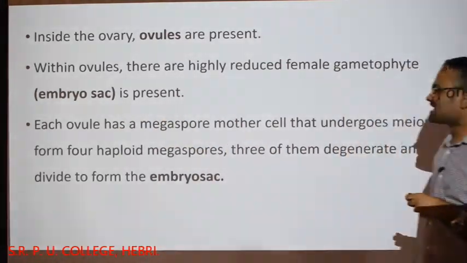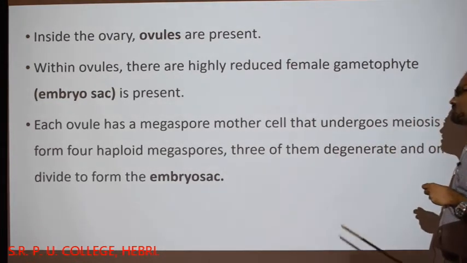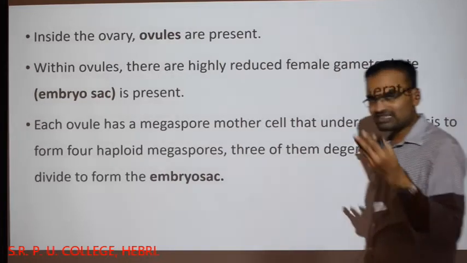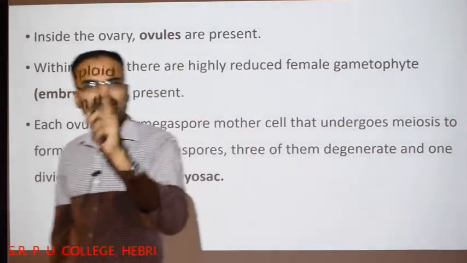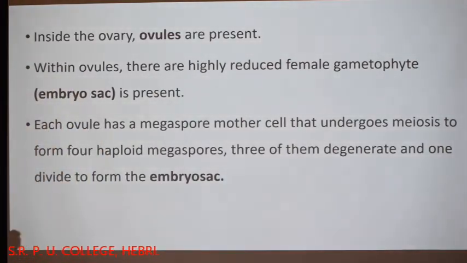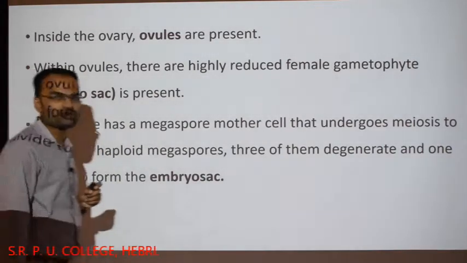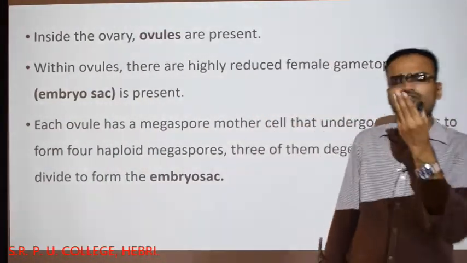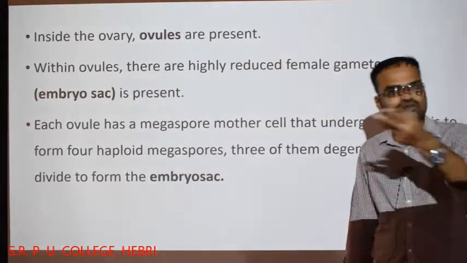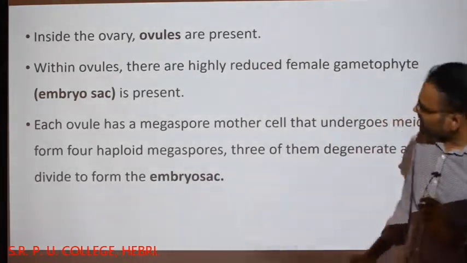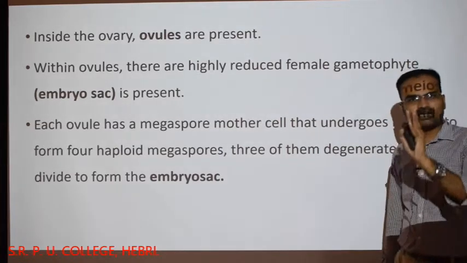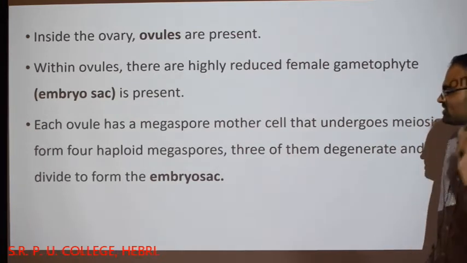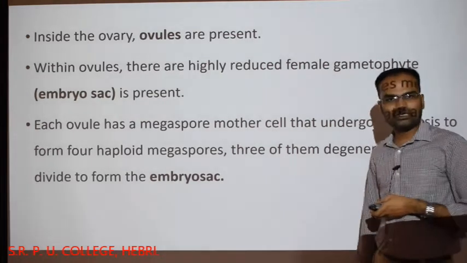Each ovule has a megaspore mother cell that undergoes meiosis to form 4 haploid megaspores. Out of those 4, 3 will degenerate, only 1 will be functional. That functional megaspore is going to form an embryo sac, like in case of gymnosperm. In gymnosperm also there were 4 megaspores. Out of those 4, 3 will degenerate, only 1 is functional. Like that in angiosperm also 4 megaspores are produced, but 3 will degenerate, only 1 will be functional. That functional megaspore is going to form the embryo sac.